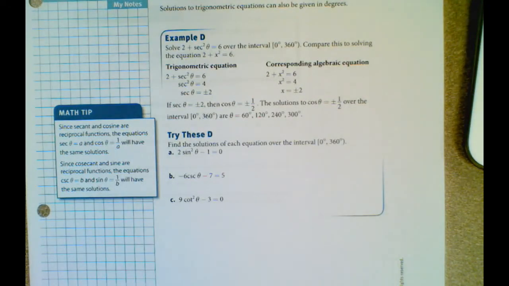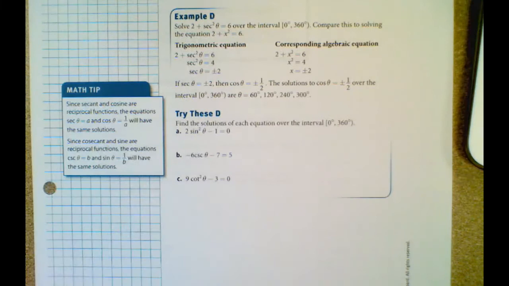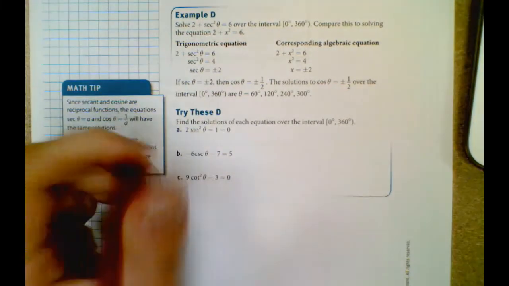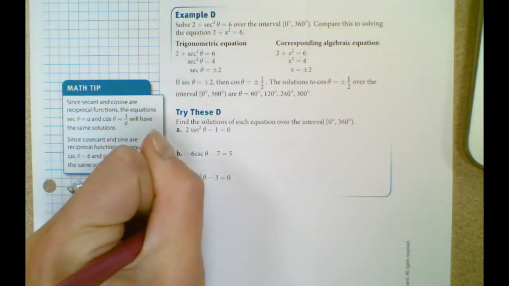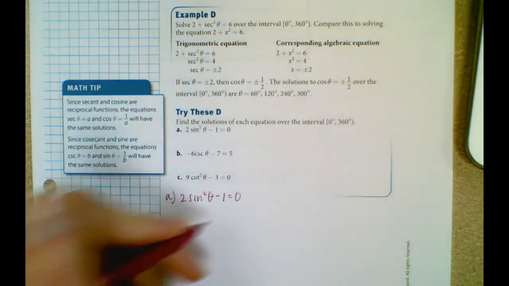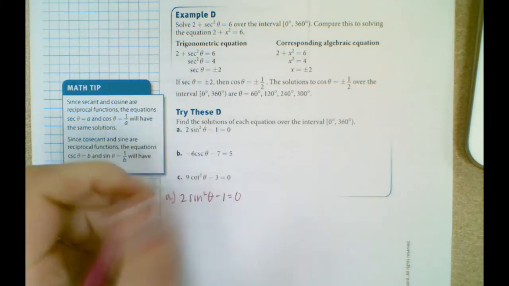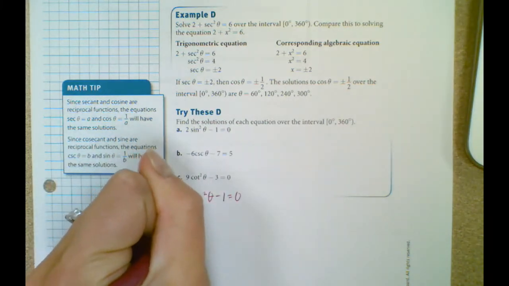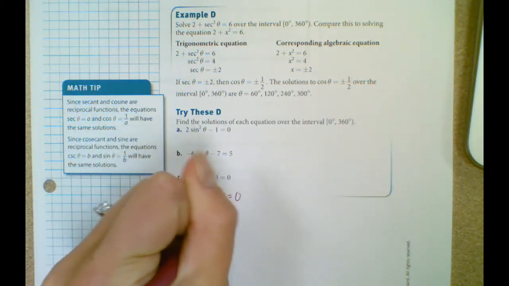So let's take a look here. We've got 3 practice problems we're going to do below together. So, not a lot of space right here, but 2 sine squared theta minus 1 equals 0. Okay, I'm going to add 1 to both sides first, because this is like 2x squared minus 1. So 2 sine squared of theta equals 1.